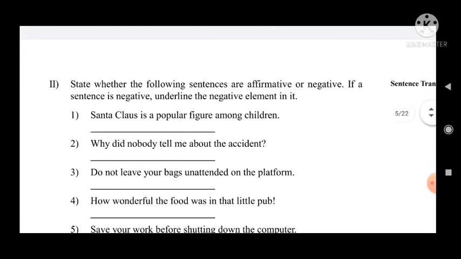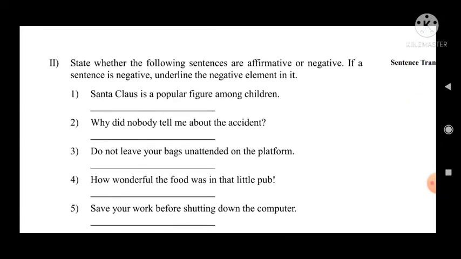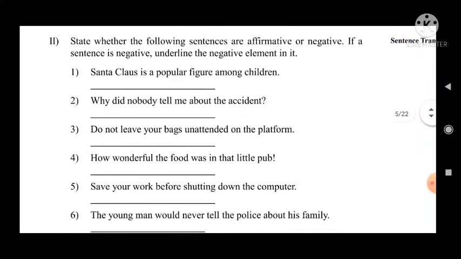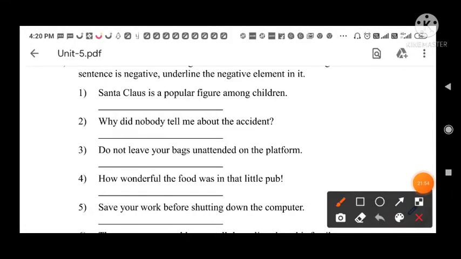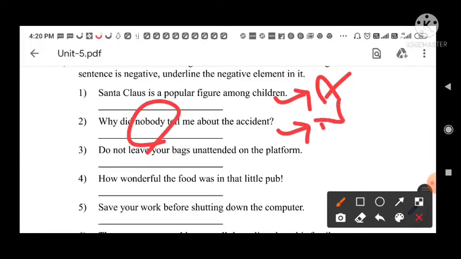Then state whether the following sentences are affirmative or negative. If a sentence is negative, underline the negative element in it. Santa Claus is a popular figure among children. So here it is an affirmative sentence. Then why did nobody tell me about the incident? Nobody is used, so it is a negative sentence. Then do not leave your bags unattended on the platform. Here not is used, so again it is a negative sentence.